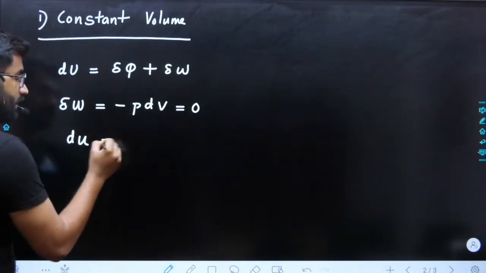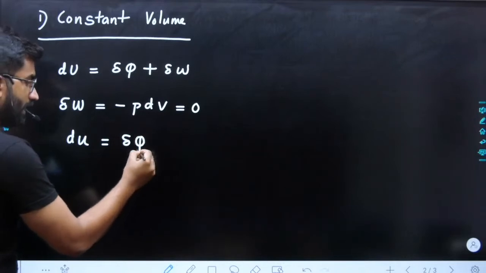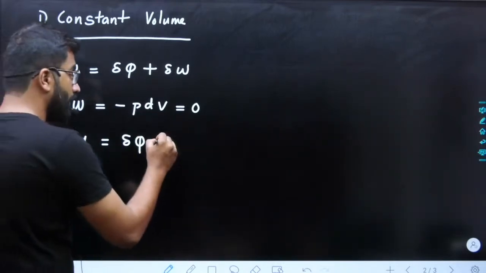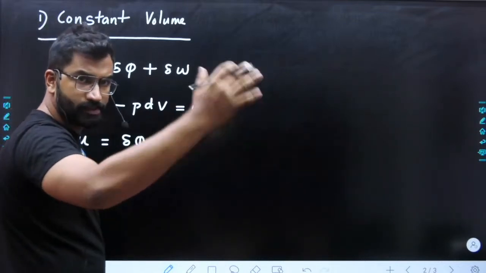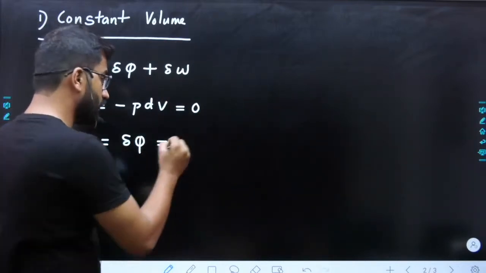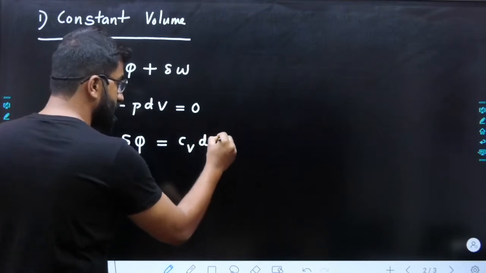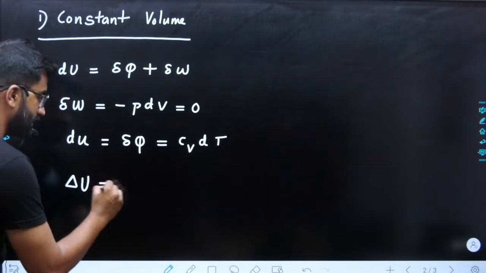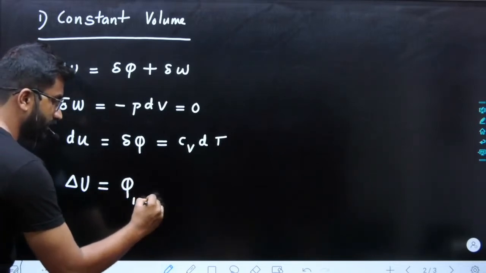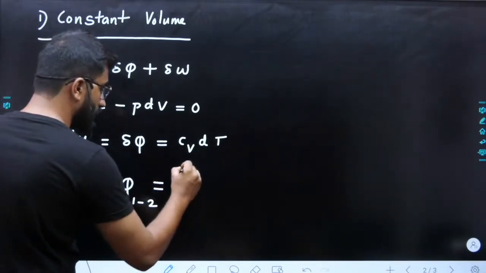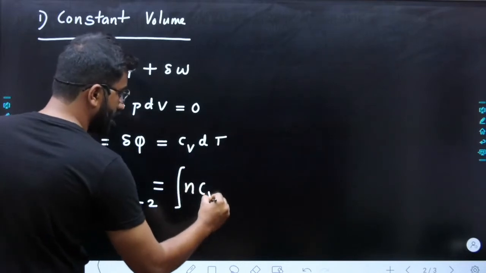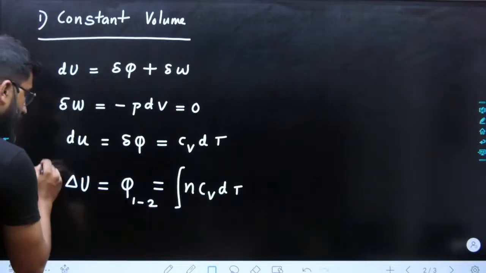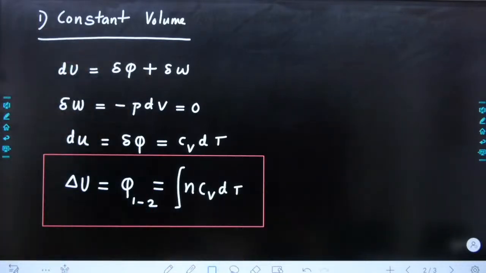So we can say what? आपका जो internal energy change होगा, that will be equal to del Q. So if you integrate this, or ideal gas process में, ideal gas में constant volume process हो रहा है, तो dU I can substitute it as Cv dT as well. Now delta U, if I integrate this, this will be equal to heat transfer during 1 to 2, which is also equal to integral of nCv dT. So this is the complete equation for constant volume process.